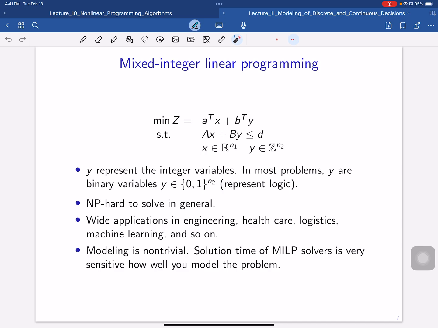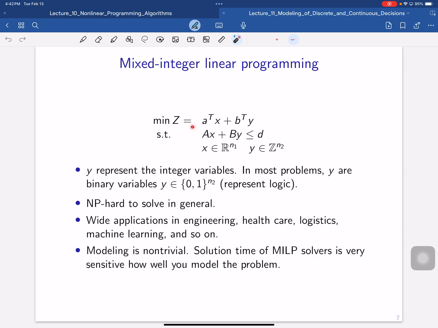Supposedly we have variables x. All these x are continuous variables. In other words, let's assume x is in n1 dimension, right? And we also have a bunch of integer variables. So y is of dimension n2, but it can only take integer values, right? In other words, they are discrete. And all the constraints are still linear.